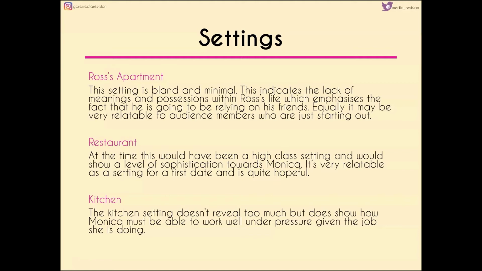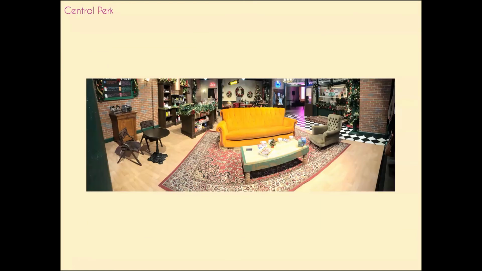Now, as I said, I went to Friends Fest in December, so I have got images of the settings such as Central Perk. The angle of the images looks a little weird because I was trying to get everything in, so it's a panoramic view of the setting itself. But I thought it might be useful for me to talk through different parts of the setting and have a look at what they do. So obviously we have the orange couch here.